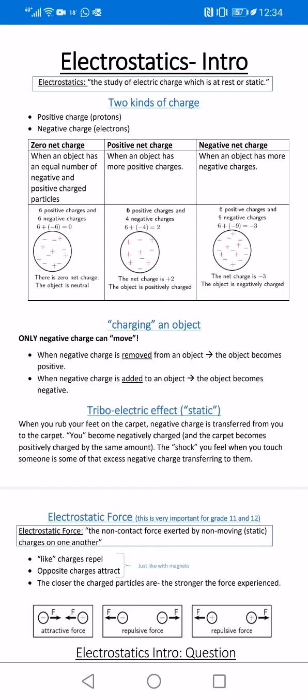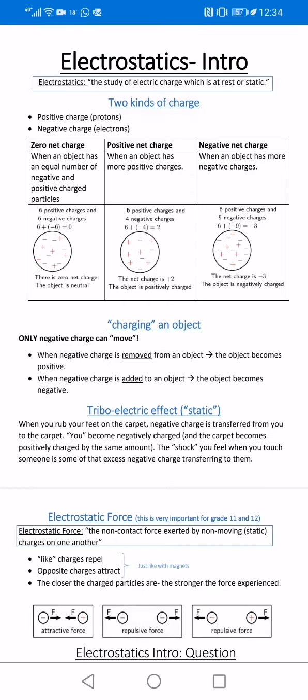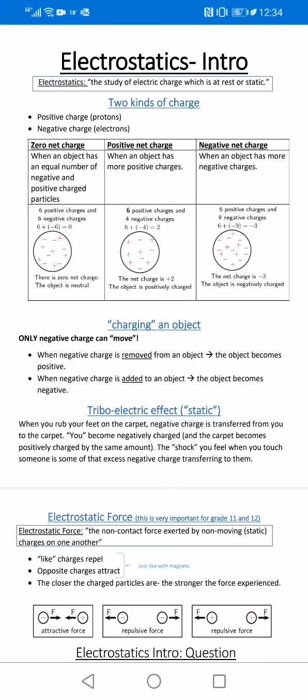Then the next option we have is a positive net charge. Positive net charge means you're going to have more positive charges than you have negative charges. So more protons than you have electrons. So if we look at the little diagram here, you can see we've got 6 plus signs and 4 minus signs, and 6 plus negative 4 gives us 2, which means our net charge is positive 2, which means our object is positively charged. I mean, you can sort of think this through logically, right? If something's got more positive than it has negative, it means it is positive.